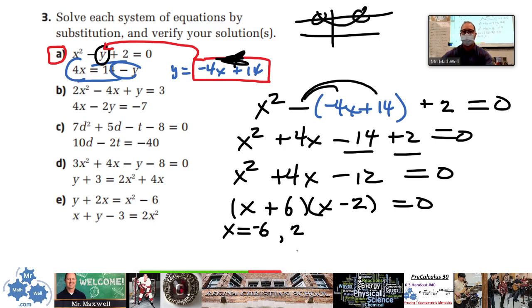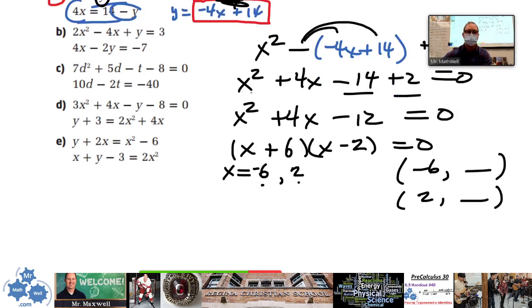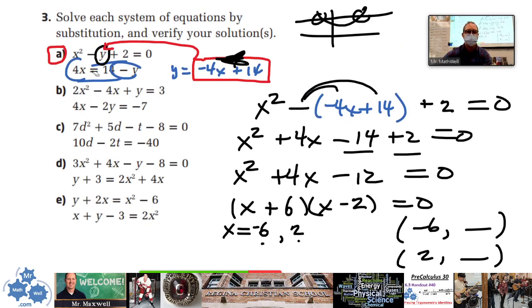And it looks like I may have 2 solutions because I've got negative 6 for an x value, and I've got positive 2 for an x value. So I just have to find the partner y values, and it looks like I may have 2 solutions. That's what the algebra is saying to us.